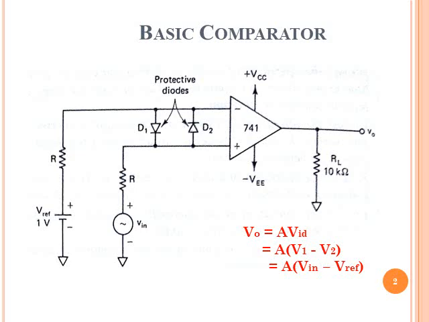Two diodes are connected, D1 and D2. These are used to protect the op-amp from excessive voltage applied on the input terminal. They also clamp the op-amp at 0.7 and minus 0.7 volts, so they are also known as protective diodes or clamp diodes. Here the resistor R is used to control the current applied to these input terminals.